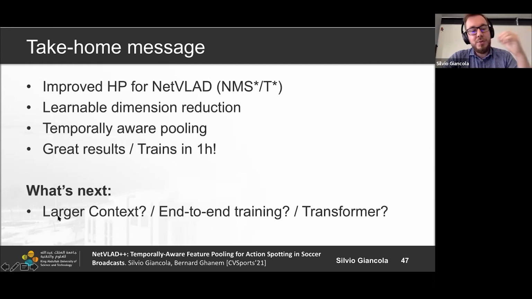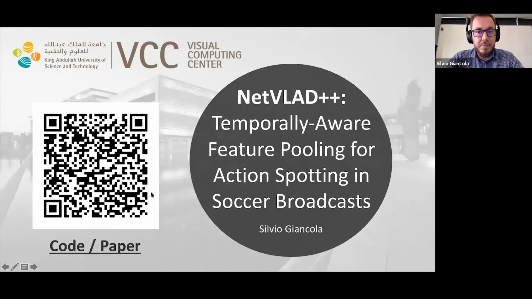But just before that, a few words of context about what's next. What's next, I guess, and interesting directions for research would be: can we consider a larger context? Can we have end-to-end training, from the video to the end task, not only considering the features extracted with ResNet, for instance? And I think RMSNet was actually able to do so. And maybe we can consider transformers. NetVLAD is one type of aggregation, transformer is another. Maybe it would be interesting to investigate that. That's it.